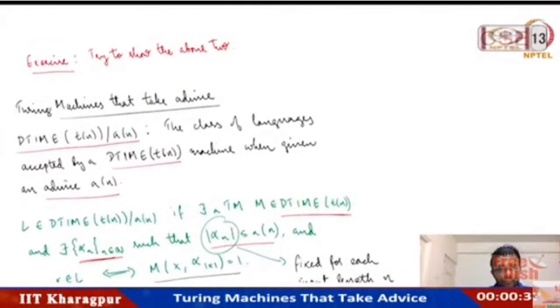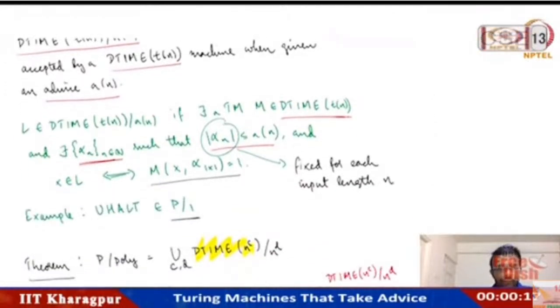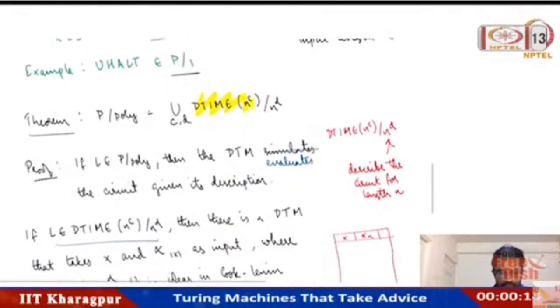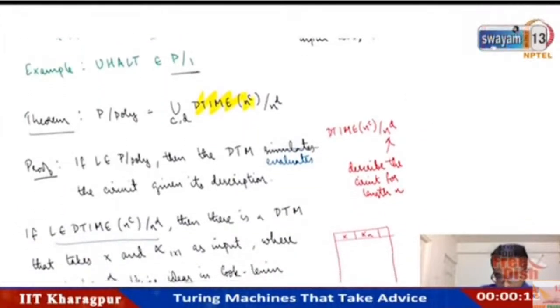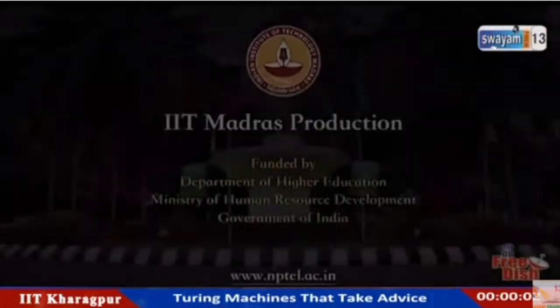These are Turing machines that run in time T(n), but have access to an advice string of length at most a(n), okay? And this advice string is only a function of the input length, not the input itself, right? It could vary with the input length, but will be the same once the input length is fixed. And then we saw that P/poly is in fact the union over all c and d of DTIME(n^c)/n^d, right? And that's all I have for this lecture.